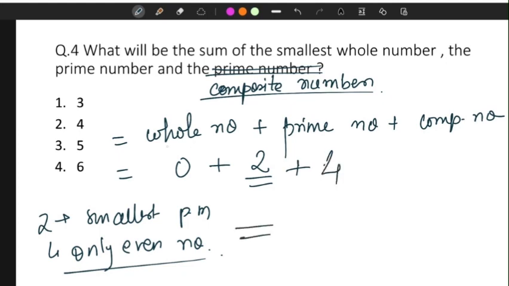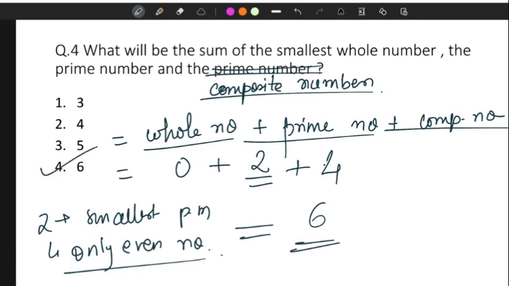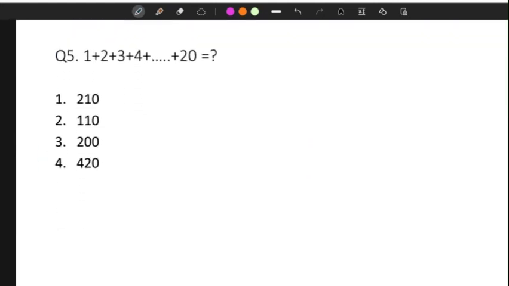So the smallest whole number, smallest prime number, and smallest composite number will give us 0 plus 2 plus 4, that is 6. So the correct answer for the given question is option number 4, that is 6. Got it? Moving on to the next question.